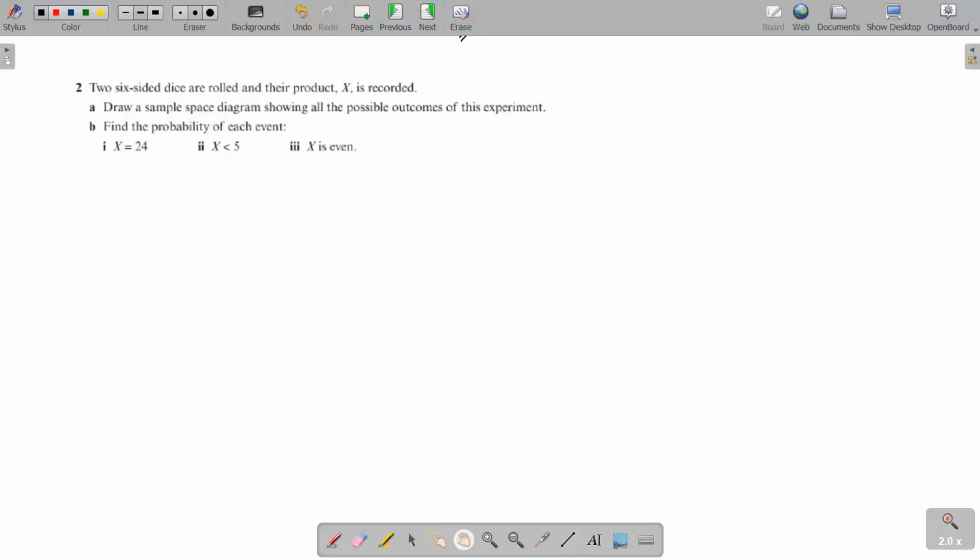Okay, so let's move on to question number 2. They say 2 6-sided dice are rolled and their product X is recorded. So we roll 2 dice and whatever answer you get from the 2 dice, we multiply it. That's what they mean by the product. So you get the product and then you record it. Draw a sample space diagram showing all the possible outcomes of this experiment.